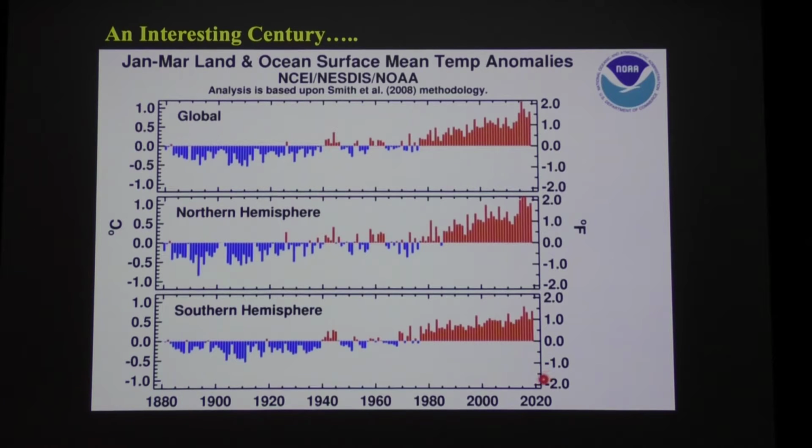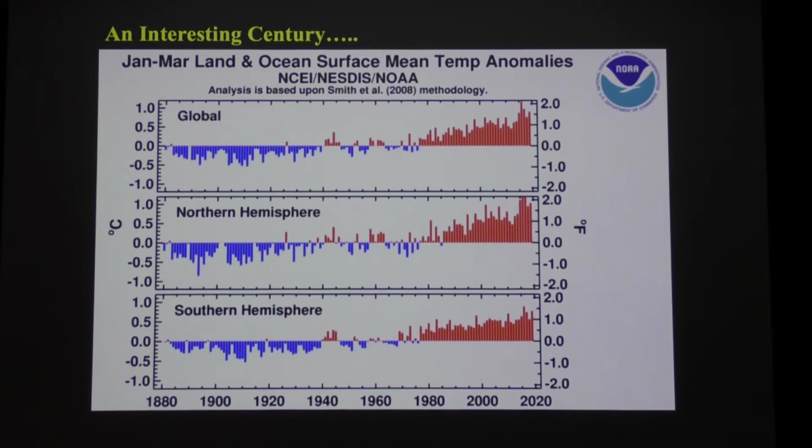1880 to present. The zero line on all of these graphics represents a long-term mean from 1980 to 2001. Anything above that zero line is warmer than that long-term average. Anything below that line represents cooler than that average period. The top is showing global temperatures, the middle is showing northern hemisphere, and the bottom is showing southern hemisphere.